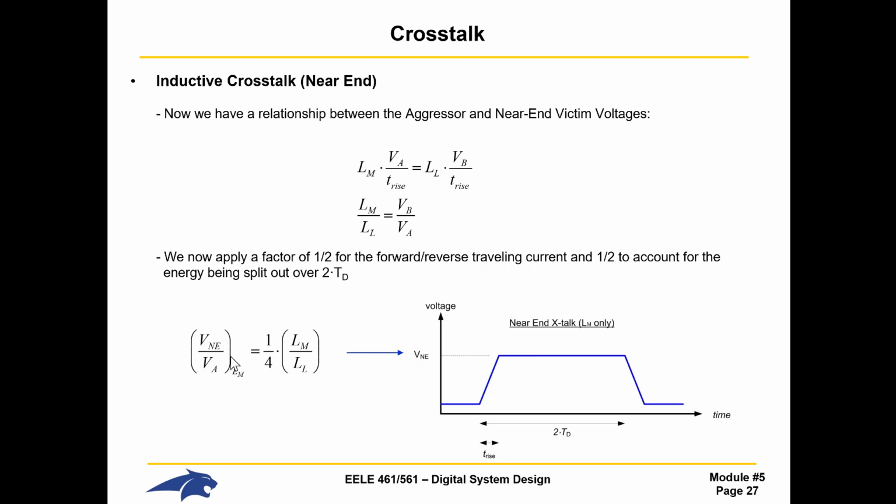So you take that, and that gives you your V near end crosstalk over VA, and so there's the ratio that you care about. But once again, we're at the near end. So it's going to jump up to that level, and it's going to stay there for 2TD and then go away. Once again, you have a factor of 1/2 that accounts for the spreading out, and then a factor of 1/2 for the forward and reverse traveling component. Even though you have a 1/2 for the time spread, you also have a 1/2 for the fact that it's spread out distributively. I don't know if that makes sense.